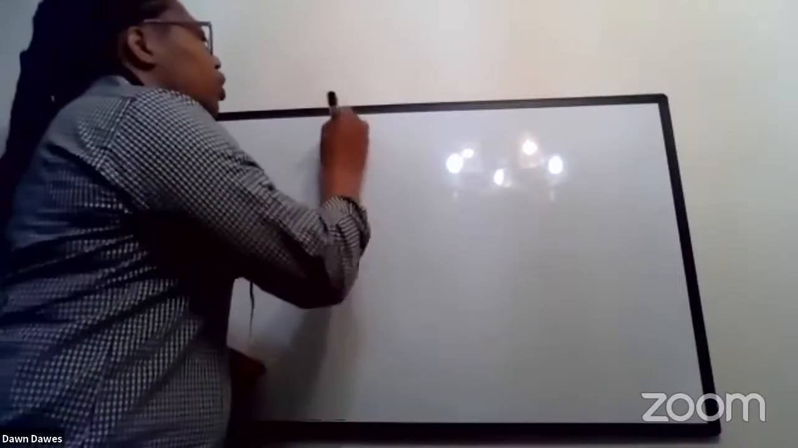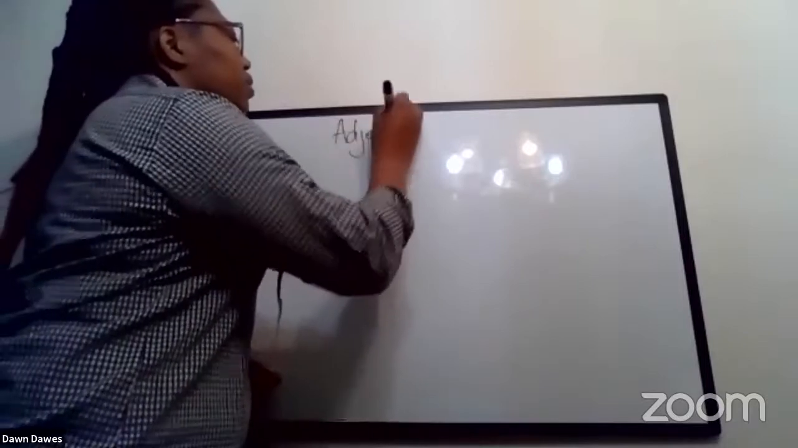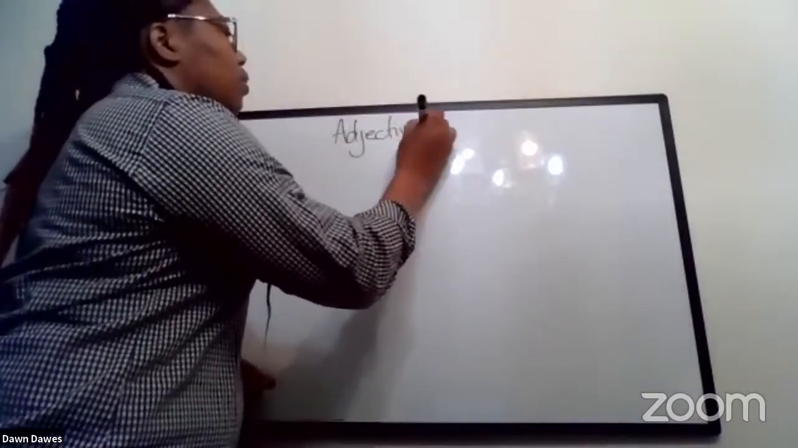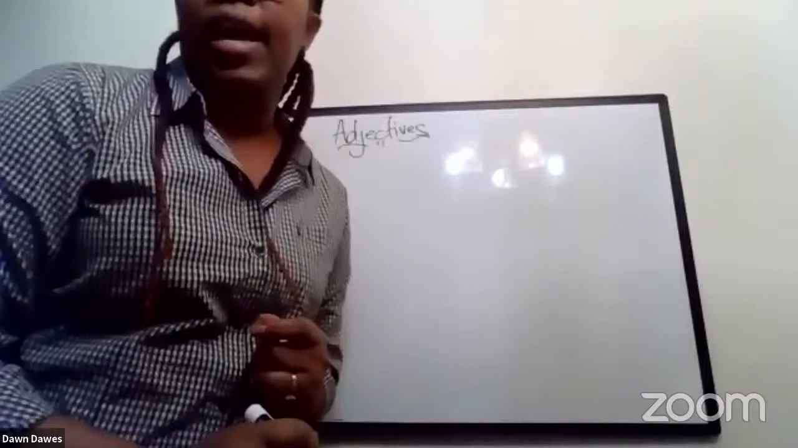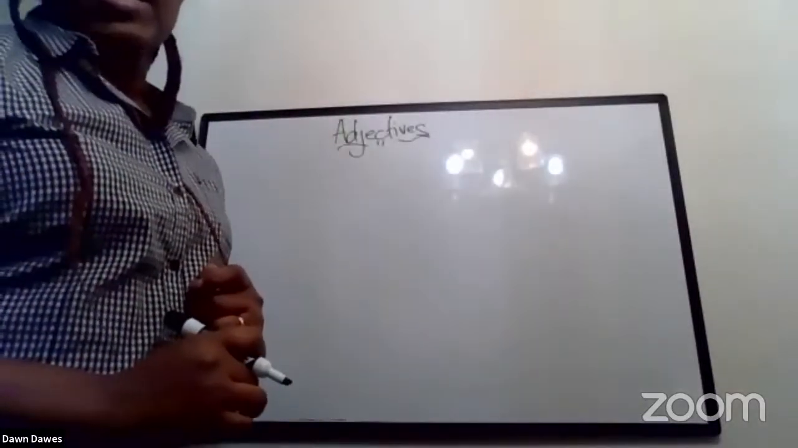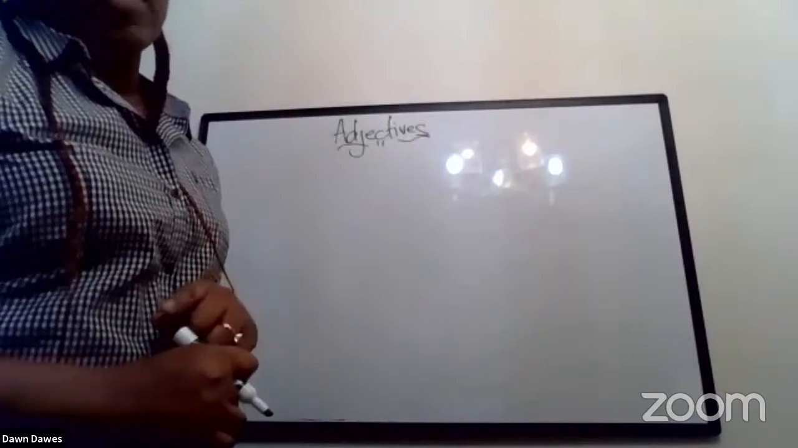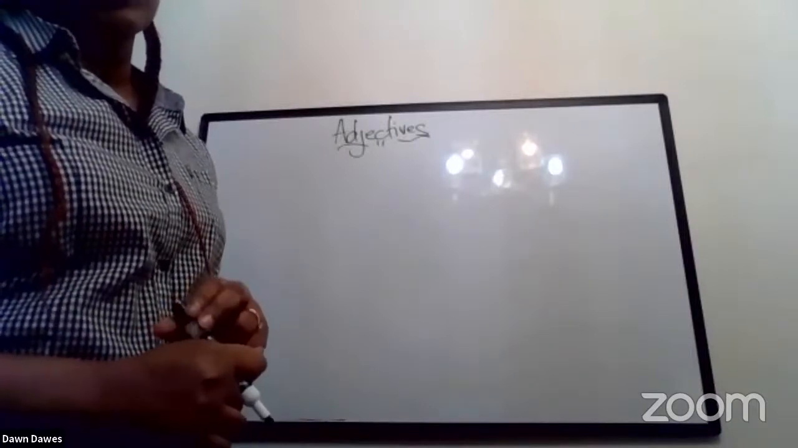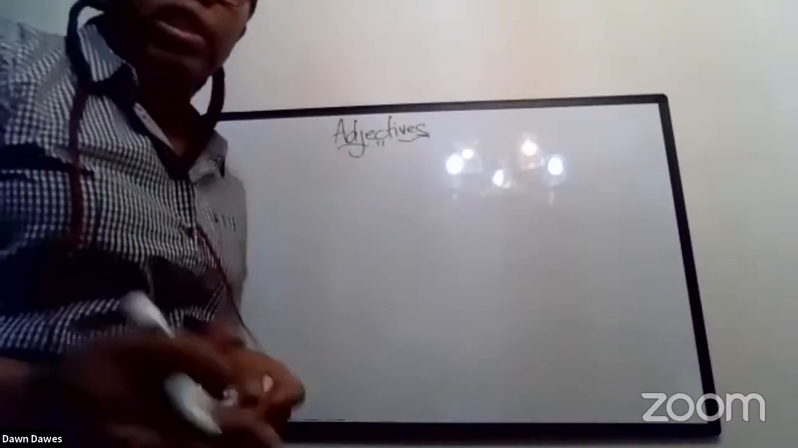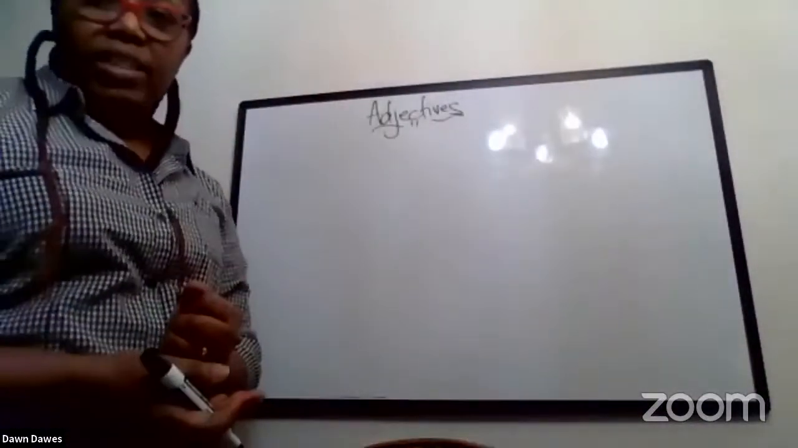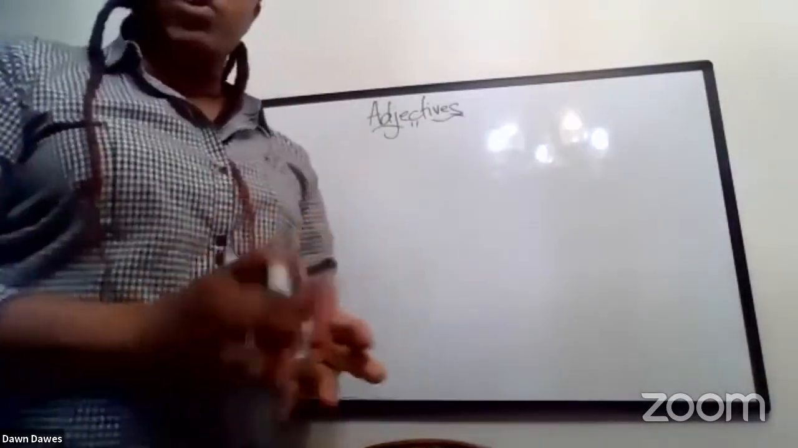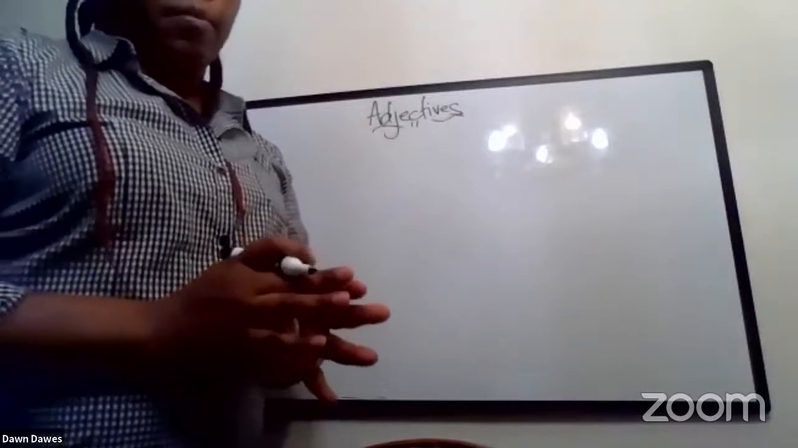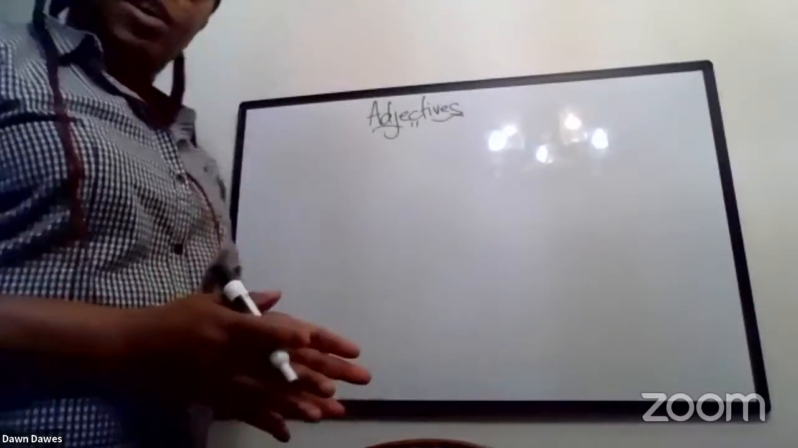So we're going to go now to looking at adjectives. Okay, we're looking at adjectives, and we did say that adjectives are describing words. It tells us something more about a noun. Simply put, it modifies a noun.